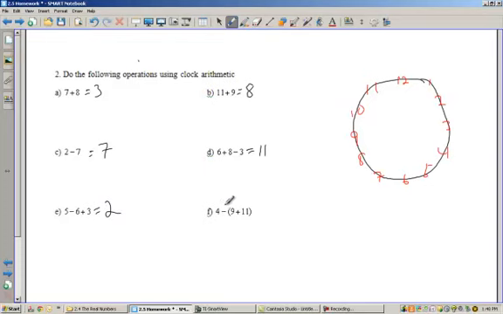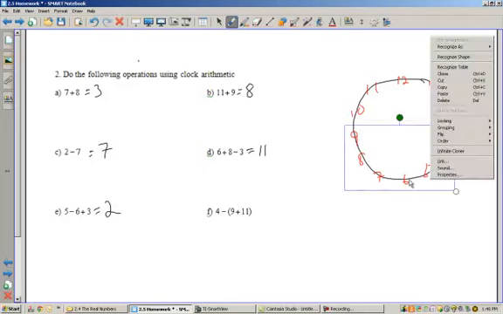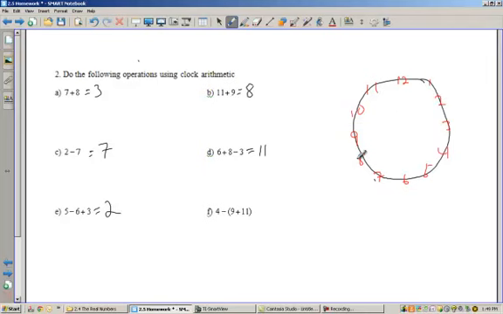Part F, this one's a little bit different because now I have parentheses around the second operation, which means do this first. Right? It has an order of operations. So first I'm going to do the parentheses. So 9 plus 11. So I start at 9, add 11. 1, 2, 3, 4, 5, 6, 7, 8, 9, 10, 11. That brings me to 8. Right, and then I have 4 minus 8. I start at 4 now, and I go back 8. 1, 2, 3, 4, 5, 6, 7, 8. So it's equal to 8.